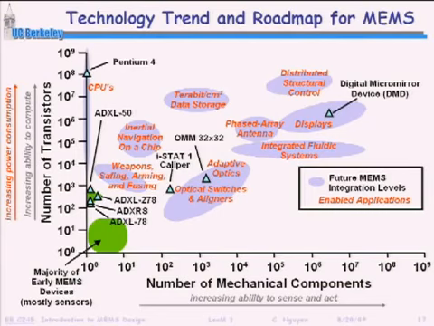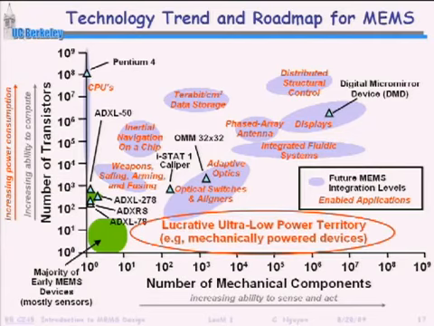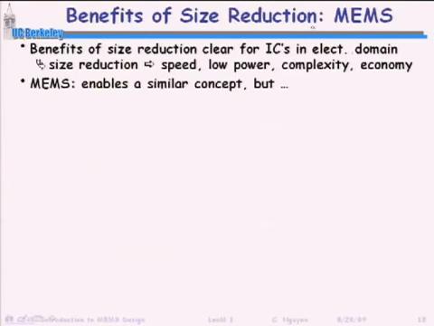Okay, so it's clear how shrinking things in integrated circuits gives you better performance, right? It gives you faster speed, lower power consumption. You can get larger functions because you get more complexity. Economy is better. Things get a lot cheaper. MEMS enables a similar concept, but it does it beyond just the electrical domain. Okay, so think of this as scaling, with enhancements for application domains beyond those satisfied by electronics. Some examples here. So speed.